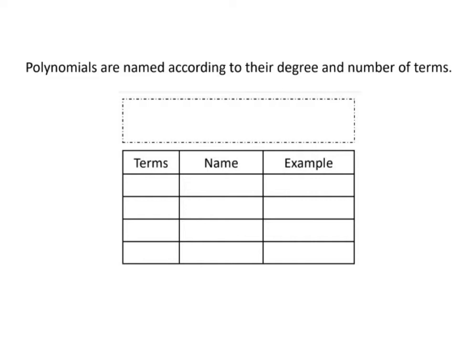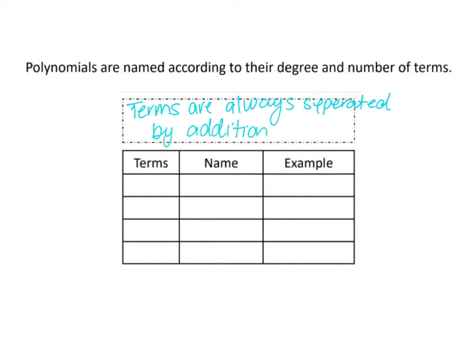Now let's talk about the terms. So the terms are always separated by addition or subtraction. So I already kind of gave you an example. If we have one term, let me change colors here just because I feel like that's going to be hard to see. If we have one term, this is called a monomial. So this would be like 3x.